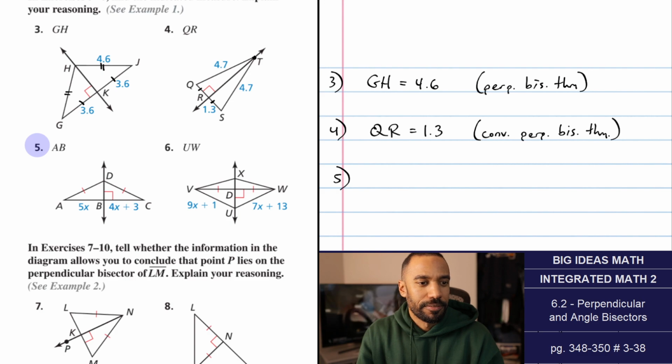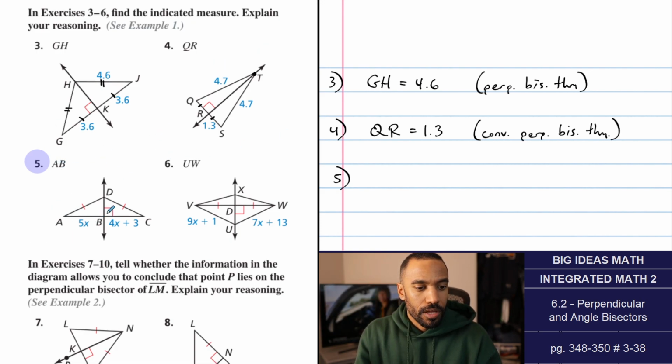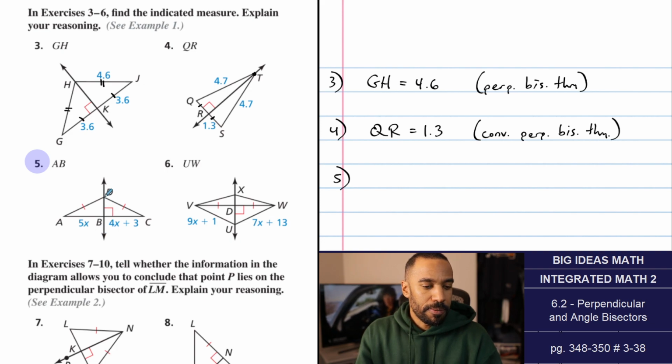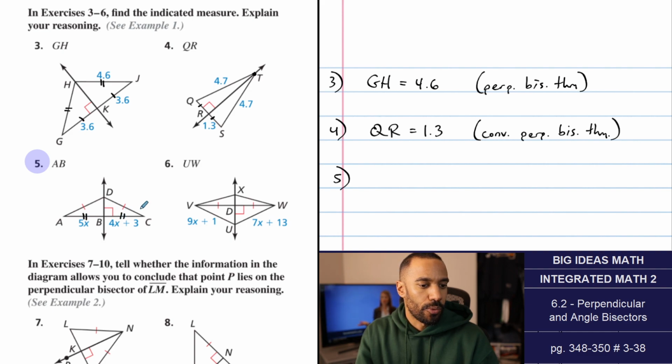Number 5, the length of segment AB. So, line DB here shows perpendicularity, which means B could be the midpoint. If we get more information, there's not enough yet. But take a look. D is equidistant to points A and C, the endpoints of that segment there. Therefore, DB also represents the perpendicular bisector of segment AC. That means these two guys are congruent here. So we need to find the length of AB. In order to do that, we have to solve for X.